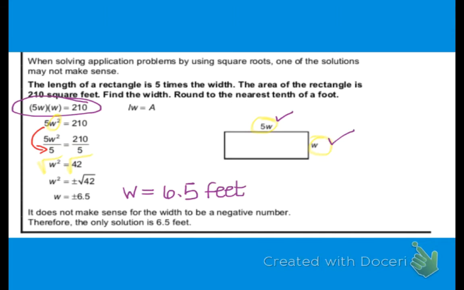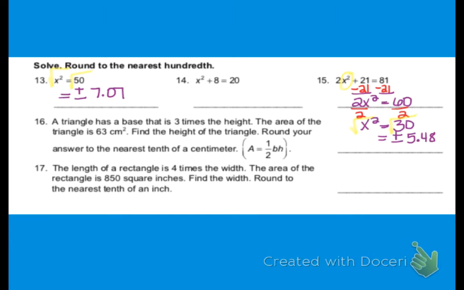And let's go ahead and take a look at an application problem of our own. We'll take a look at number 17 just because it looks like we have a little more space there. So it says that the length of a rectangle is 4 times the width. Okay, so this is similar to the problem we just looked at. And so we could draw a rectangle, and it says that the length is 4 times the width, so we call the width w and the length 4w. And it says the area of the rectangle is 850 square inches. Find the width and round to the nearest tenth of an inch.